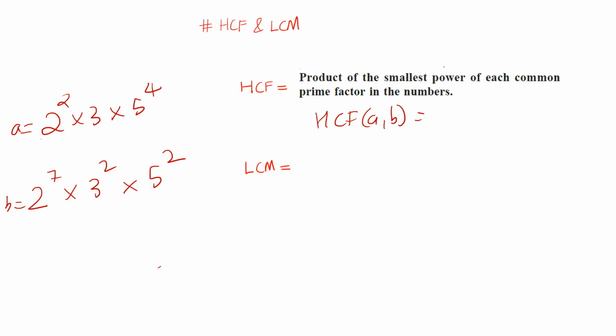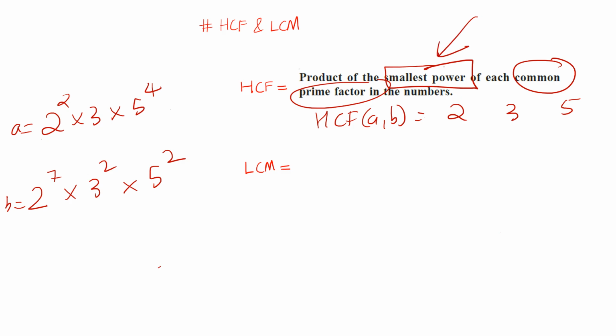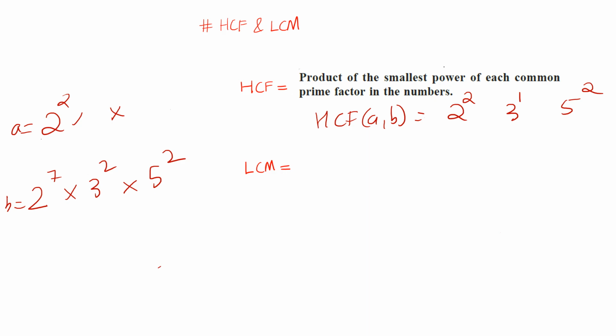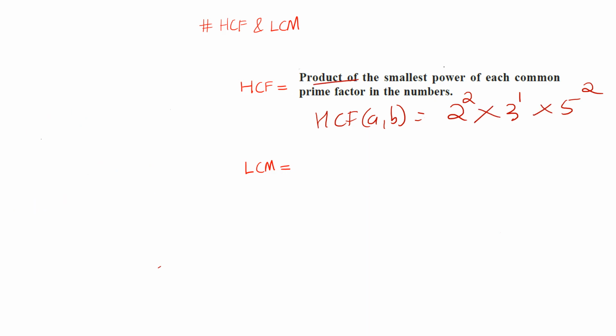Once again, first we have to look for the common prime factors. The common prime factors are 2, 3 and 5. All of them are common. So let's write 2, 3, 5, and we have to write their smallest powers. The smallest power of 2 is 2, so 2 squared. The smallest power of 3 is 1, so 3 to the power 1. The smallest power of 5 is 2, so 5 squared. And then we form the product: 2 squared into 3 into 5 squared. That will be the HCF of A and B.